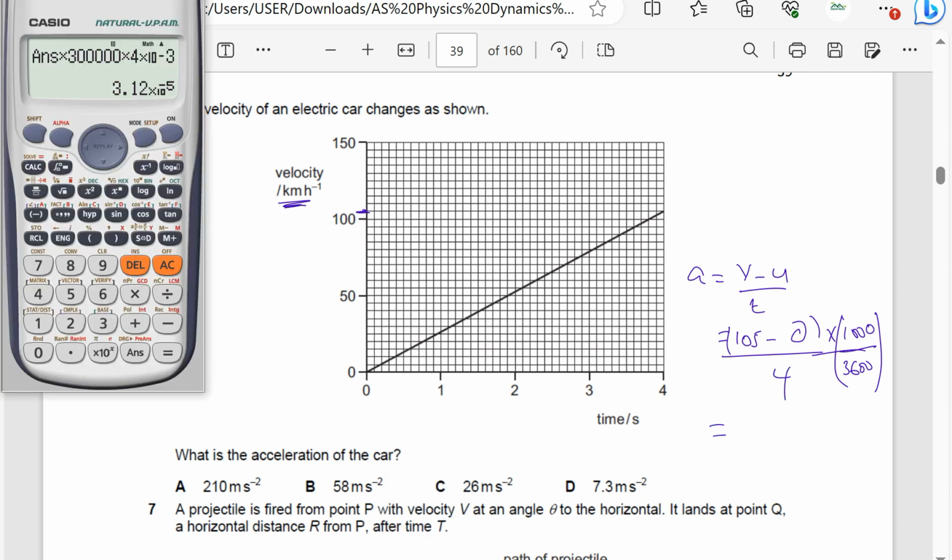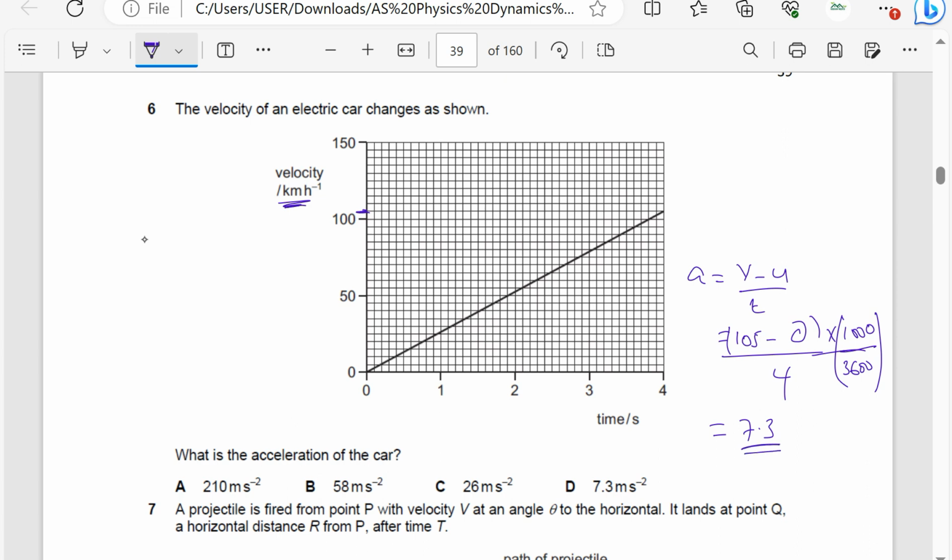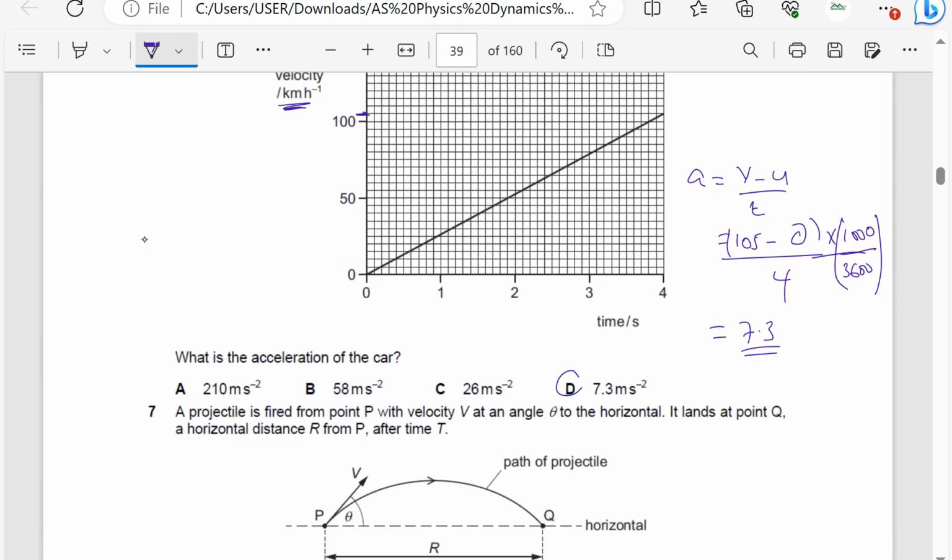So I have to press my calculator. 105 times 1000 divided by 4. But remember, I had to convert from kilometers per hour to meters per second, so divided by 3600. So this is giving me 7.3. So the acceleration is 7.3 meters per second squared, which is D.